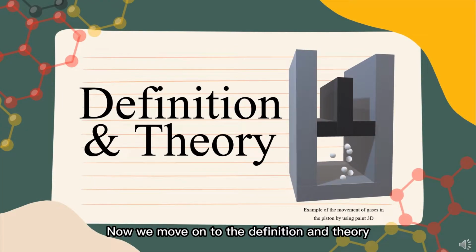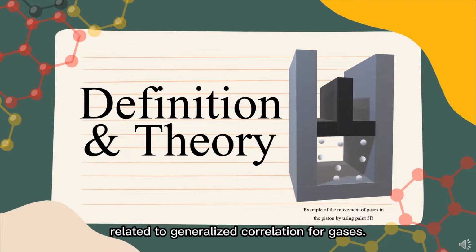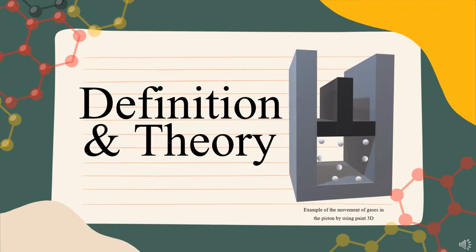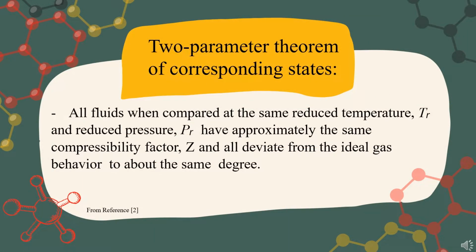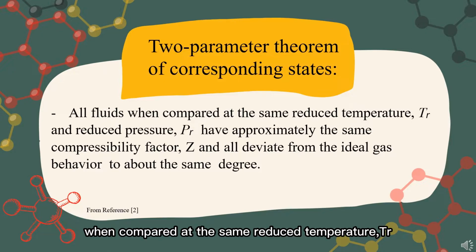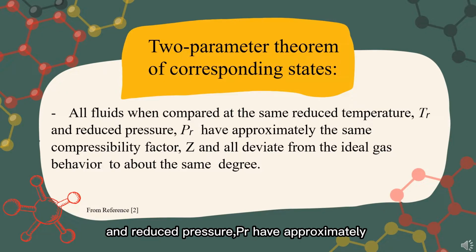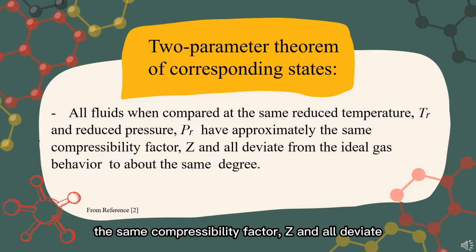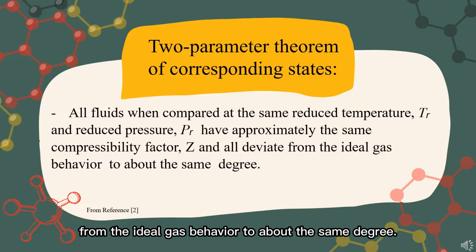Now we move on to the definition and theory related to generalized correlation for gases. This is the basis for the two-parameter theorem of corresponding states, which says that all fluids, when compared at the same reduced temperature and reduced pressure, have approximately the same compressibility factor, and all deviate from ideal gas behavior to about the same degree.